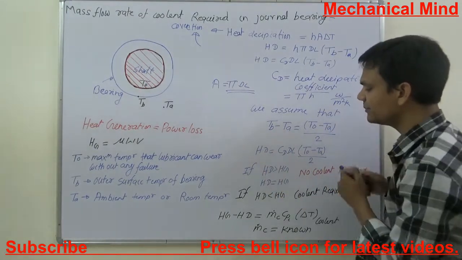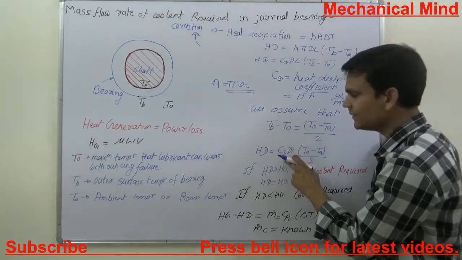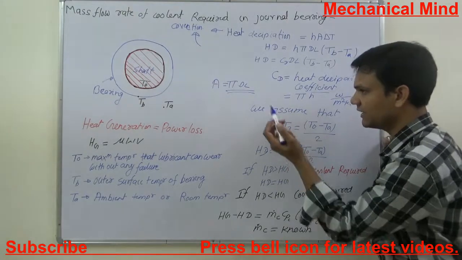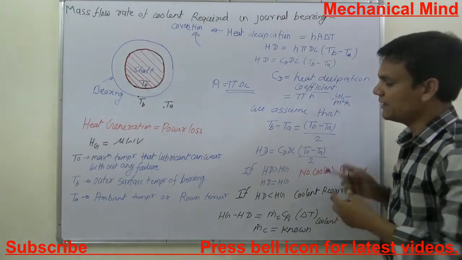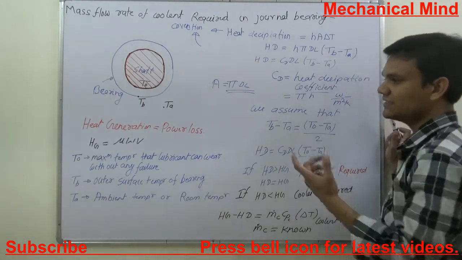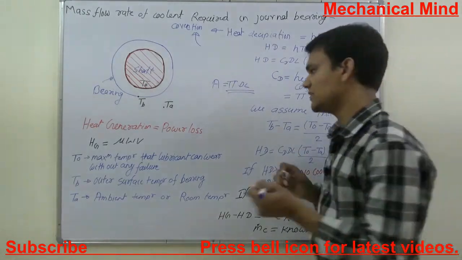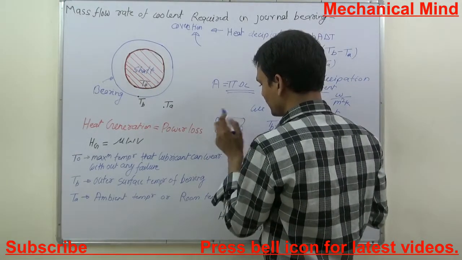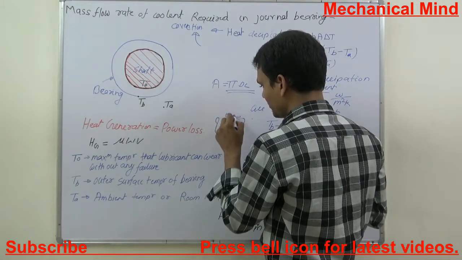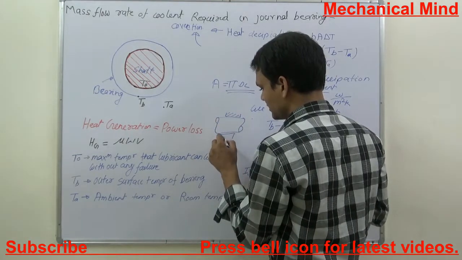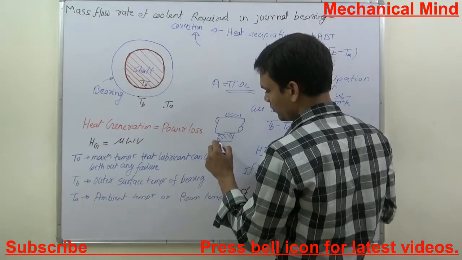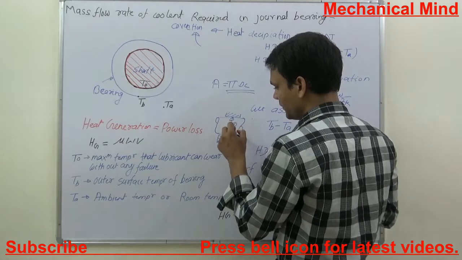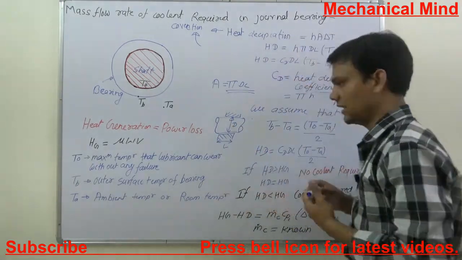Here I write heat dissipation is equal to CD, where CD is the heat dissipation coefficient, D is the diameter of the shaft, and L is the length of the bearing. Here D is the diameter of the journal. What is a journal? The part of the shaft which is inside the bearing is known as the journal. The journal is also a part of the shaft. So L is the length of the bearing, and we use the diameter of this portion of the shaft.